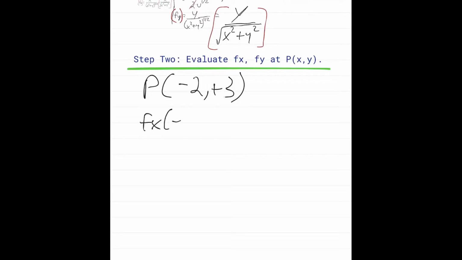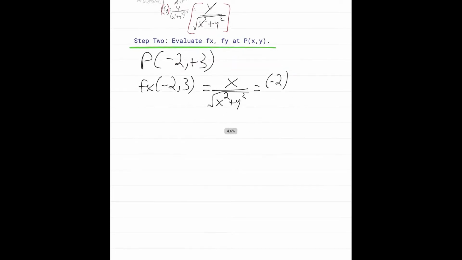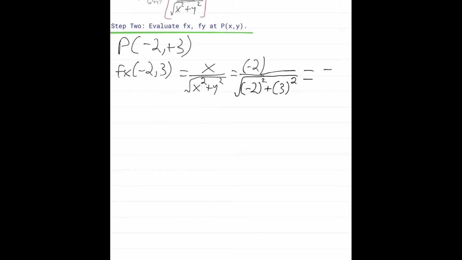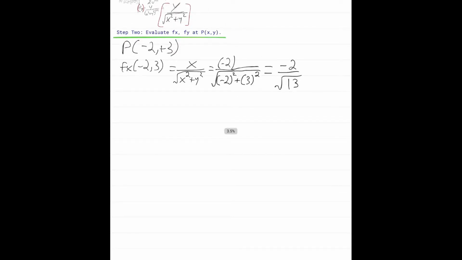So partial x evaluated at -2, 3 is equal to, partial x was equal to x divided by x squared plus y squared inside the root. And all we're simply doing is literally just plugging in -2 for x and 3 for y, wherever we see it in the partial x, partial y. So -2 squared plus 3 squared, and then we get -2 divided by the square root of 13. So that's our partial x. I'm going to put orange brackets around it because we're going to come back to it, the same way I put red brackets around the partial x and partial y.